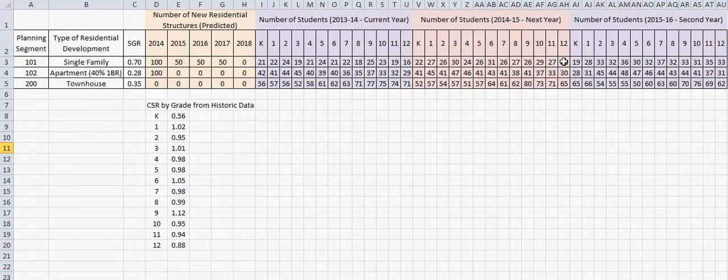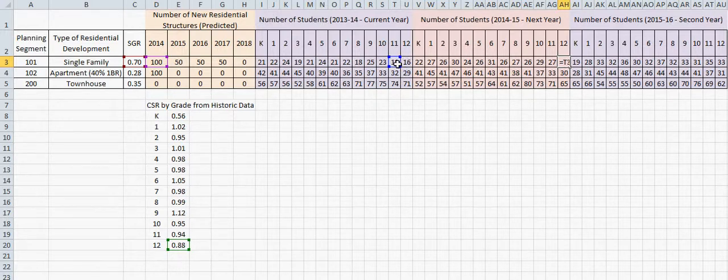So the number of 12th graders next year is based on the number of 11th graders in the previous year, as well as the number of new students being generated by new development. In this case, there should be about 70 K-12 students being generated next year in this planning segment. 1/13 of those approximately should go into the 11th grade, or rather into the 12th grade.